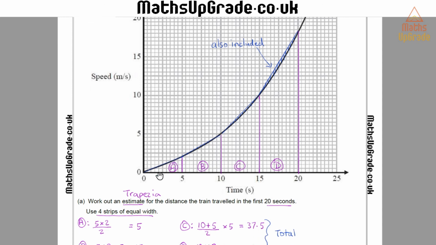So for the first shape here, this triangle, the area of a triangle is just quite simply the base times the perpendicular height divided by 2. So the base is 5, perpendicular height is 2, divide that by 2 and you get 5.